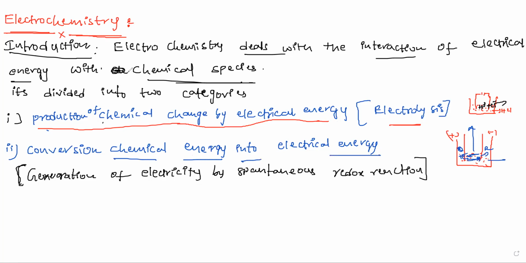So electrochemistry deals with the interaction of electrical energy with chemical species, and it's divided into two categories. One is production of chemical change by electrical energy, and one more is conversion of chemical energy into electrical energy.